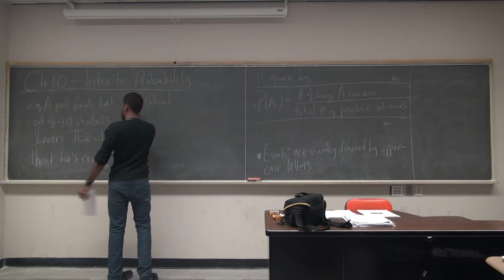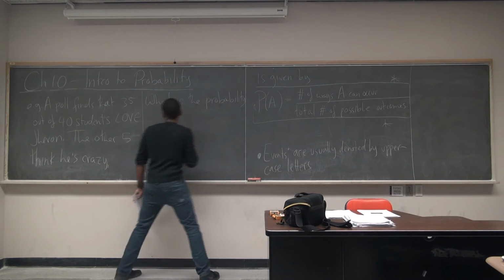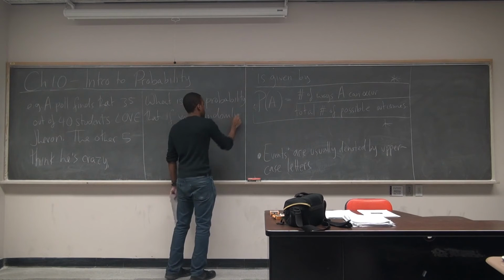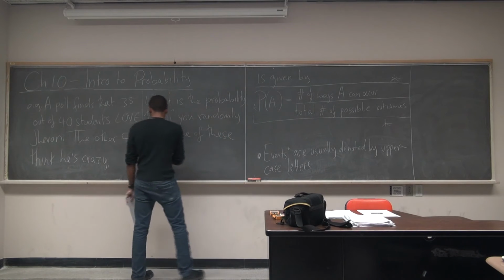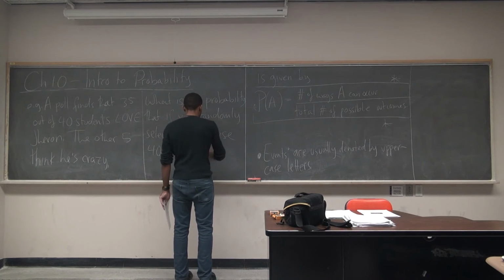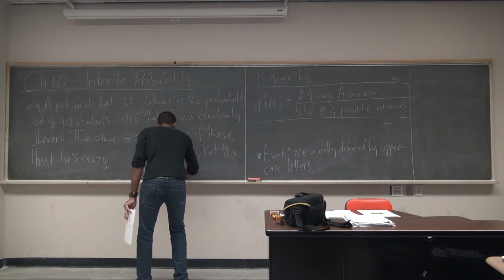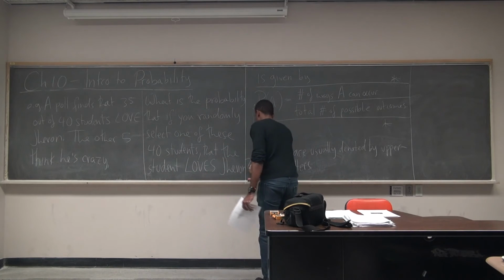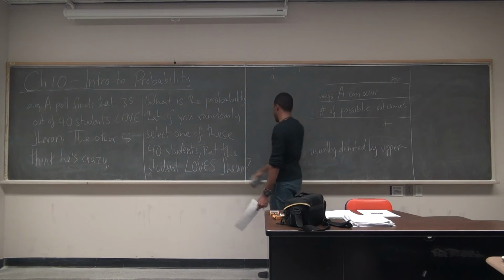So I might ask you a question like this. I give you some information. What is the probability that if you randomly select one of these students, they love Jhevon? Not just love, love all uppercase.